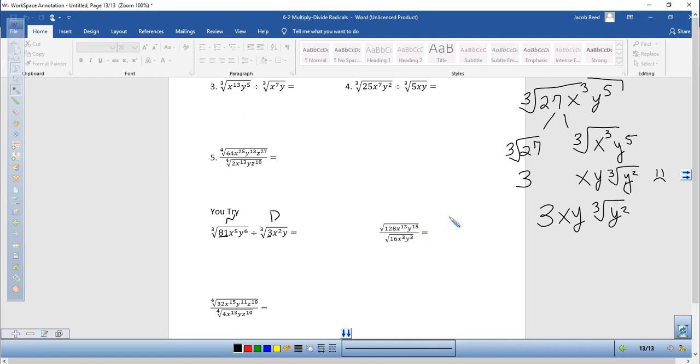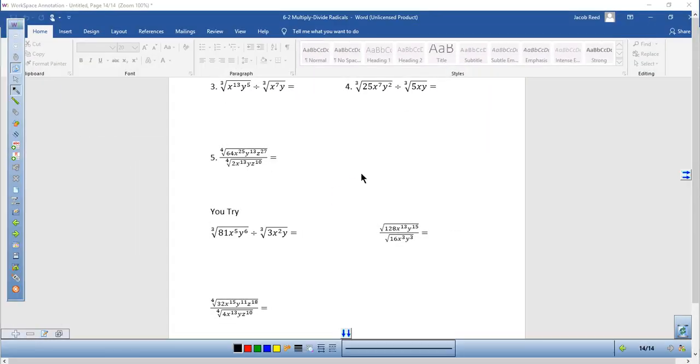Alright. Already set up as a fraction, we have square roots. So 128 divided by 16, so give me the number 8. 13 and 3, that gives me x to the 10th power. And 15 and 3, that gives me y to the 12th power. Splitting them up.